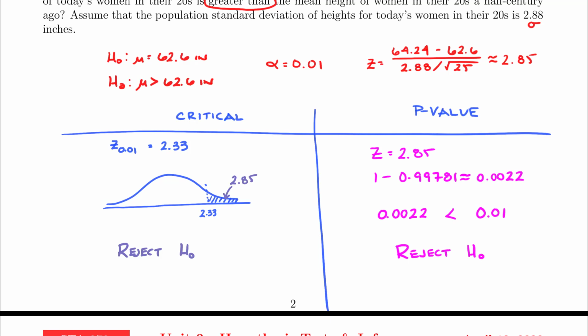And then as far as the interpretation goes for that information, what we're saying is that at the 1% significance level, the data provides sufficient evidence to conclude that the mean height of today's women in their 20s is greater than the mean height of women in their 20s a half century ago. So we are rejecting the null hypothesis in this case.